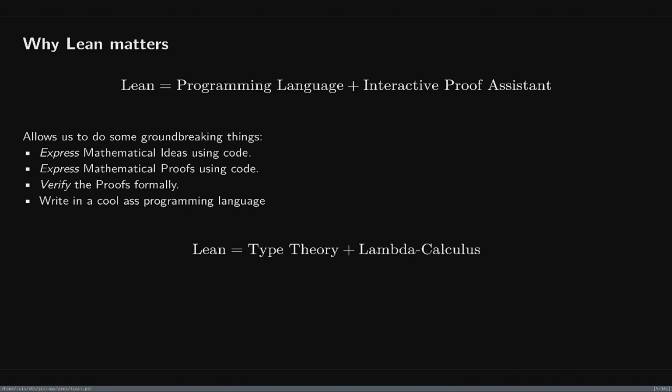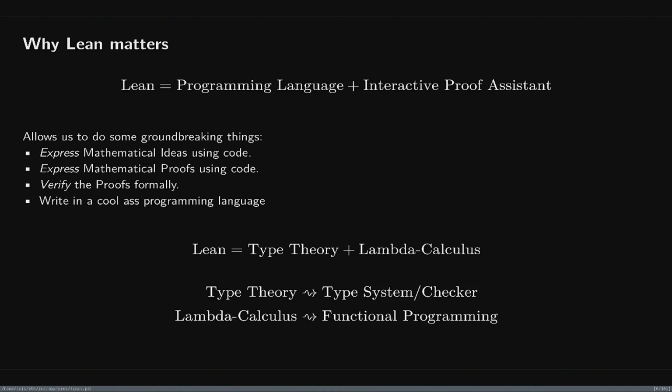Lean is really the combination of two mathematical subjects, which is type theory and Lambda calculus. And you sort of know both of these already in their incarnations in programming languages, because type theory becomes the type system or the type checker, and Lambda calculus is really a fancy way of, and a theory about, functional programming.